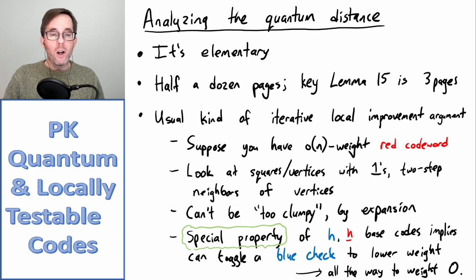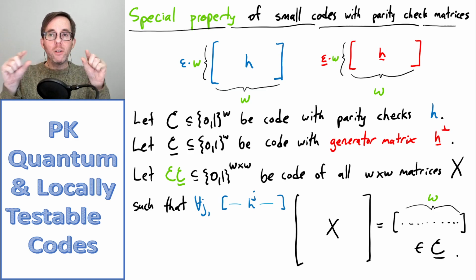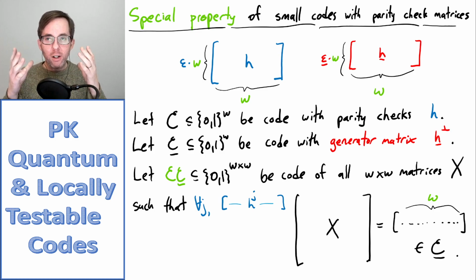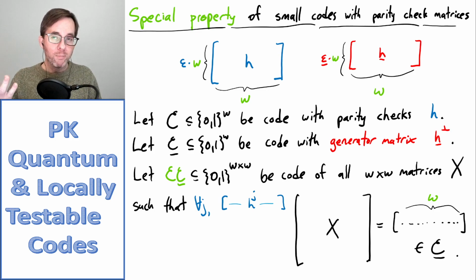Finally, I'll state once again the special property that you need out of these two little codes. It's a bespoke property: they look into their analysis of their iterative decoding algorithm, figure out exactly what combinatorial property of H and H underline they need, and then they just hope to have this property. It's some kind of robustness property of some kind of tensor-like code of H and H underline. I'll read it to you.